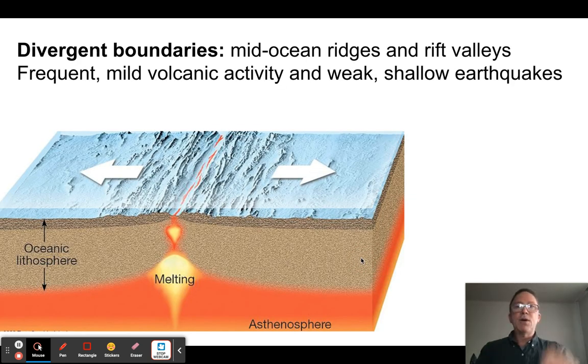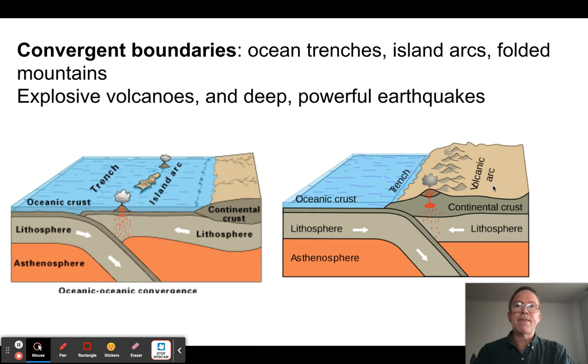Okay. So a divergent plate boundary, you have basically a seafloor spreading. It's where the mantle materials reach the surface, and one side is being dragged one way, one is being dragged the other way. So we associate these with mid-ocean ridges and rift valleys in Africa. We associate these with mild volcanic venting and shallow, frequent but low magnitude earthquakes.